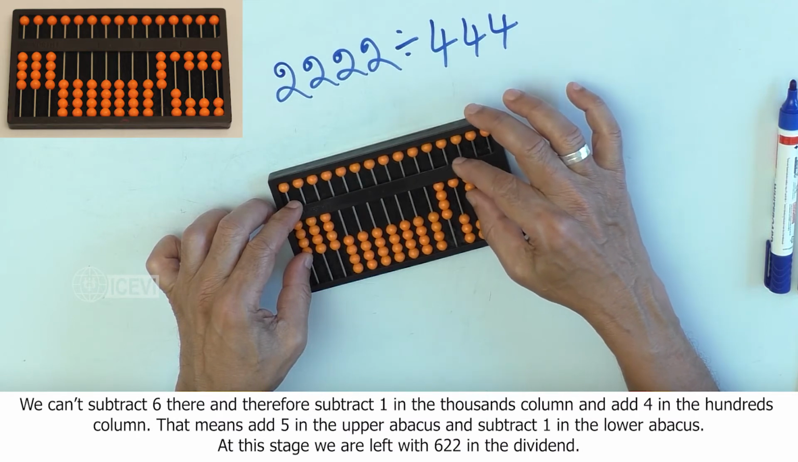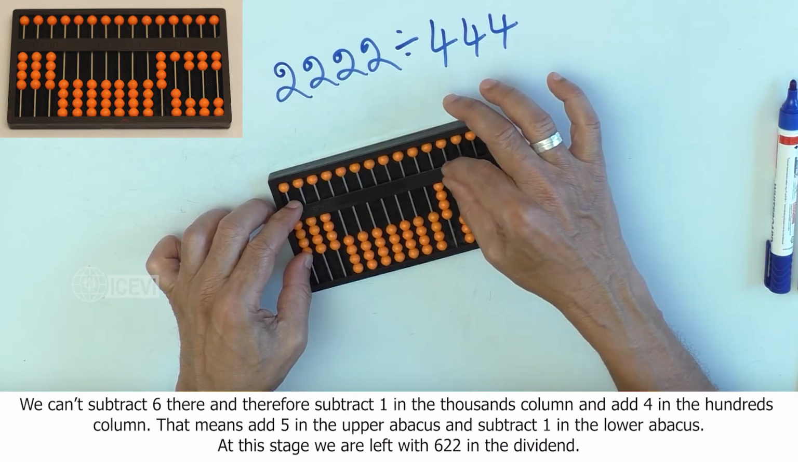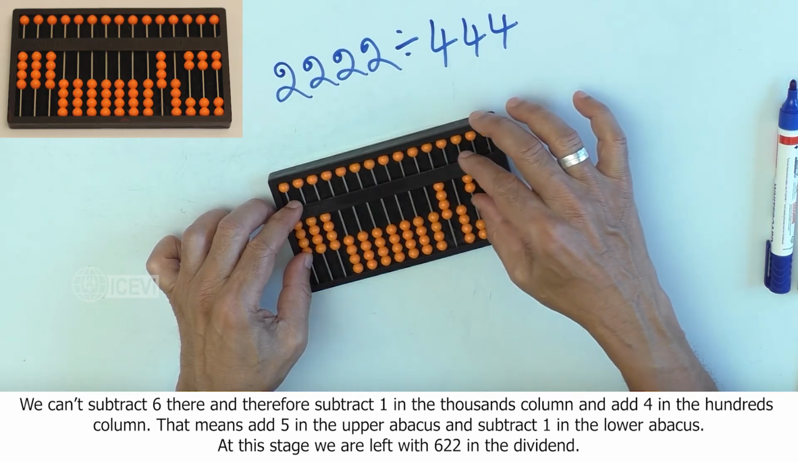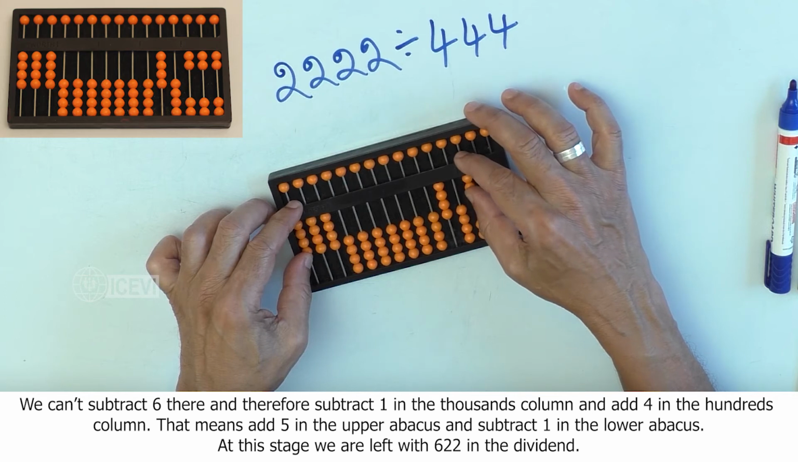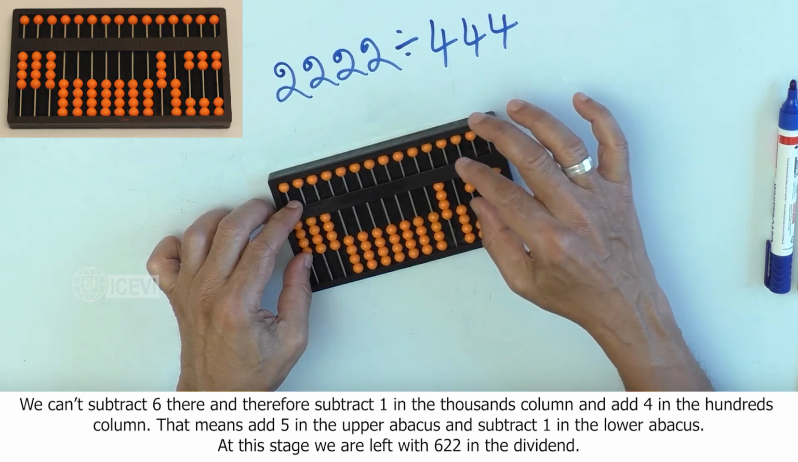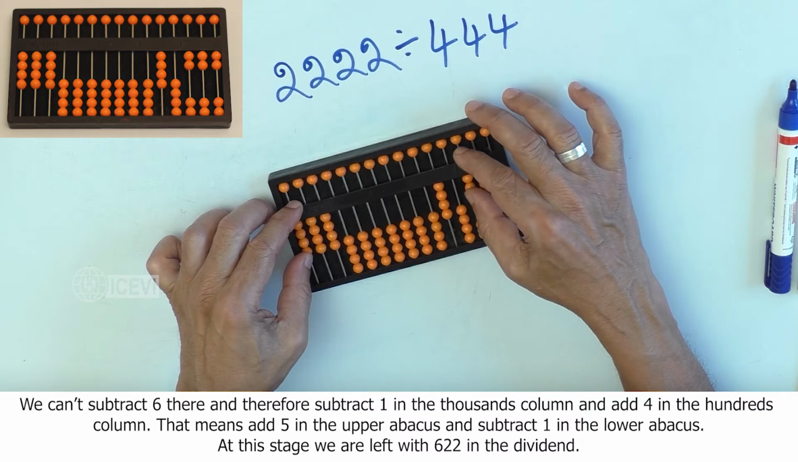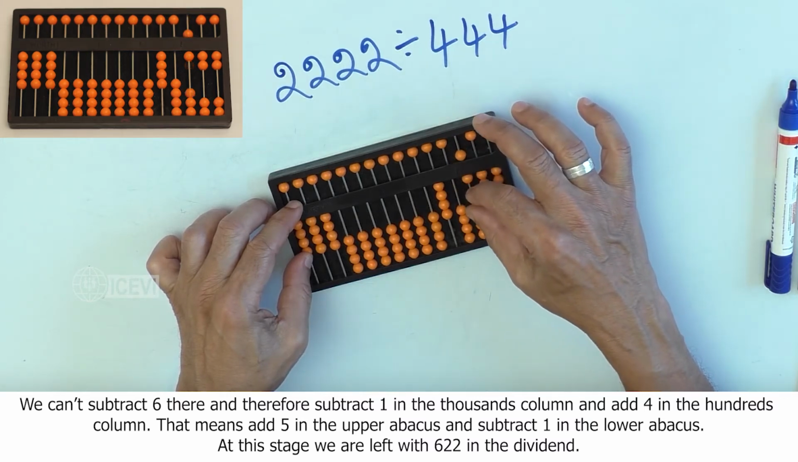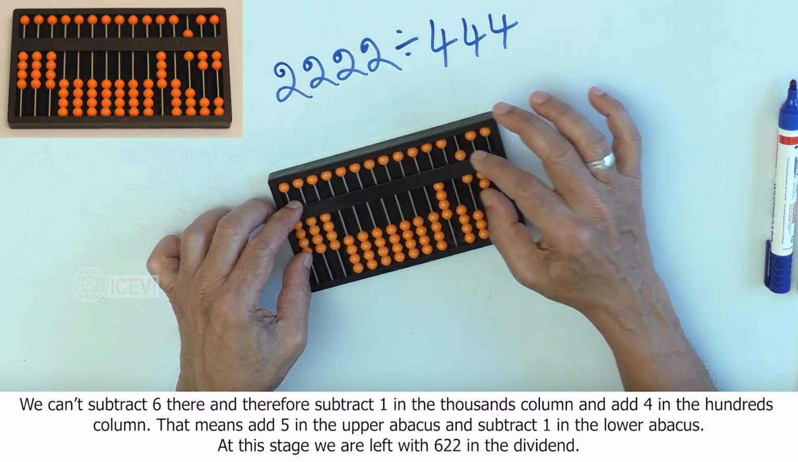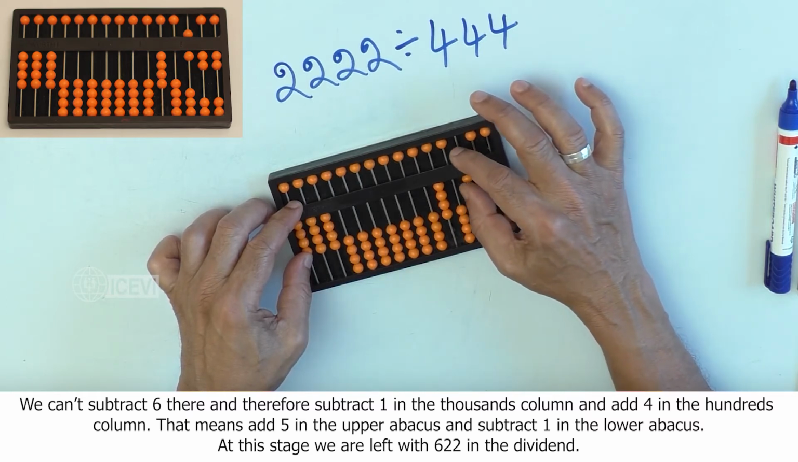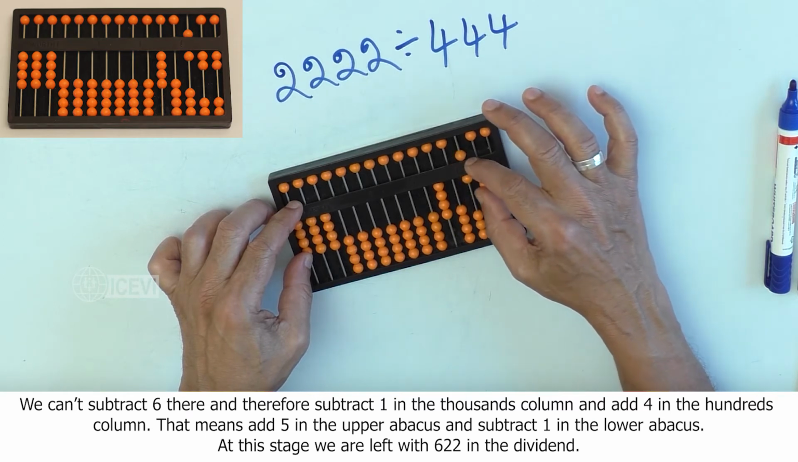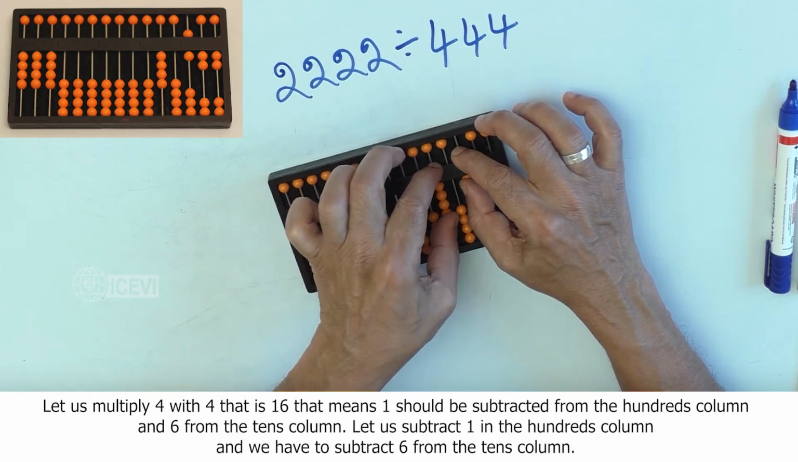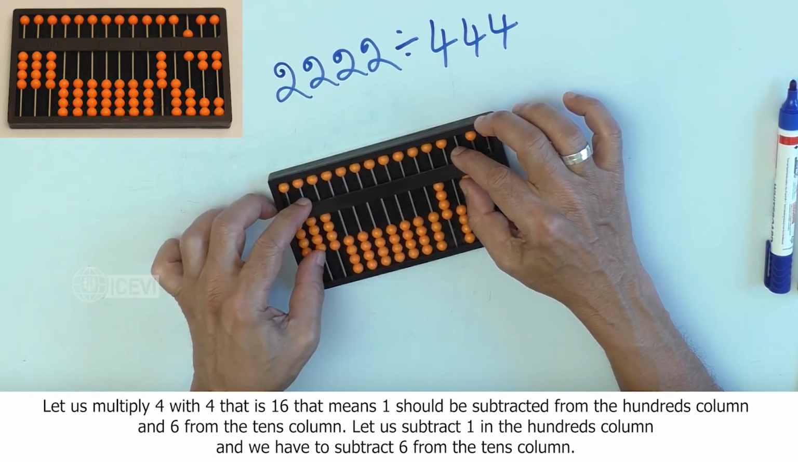We can't subtract 6 there, so therefore subtract 1 in the thousands column and add 4 in the hundreds column. That means add 5 in the upper abacus and subtract 1 in the lower abacus. At this stage, we are left with 6, 2, 2 in the dividend. Let us multiply 4 with 4, that is 16.